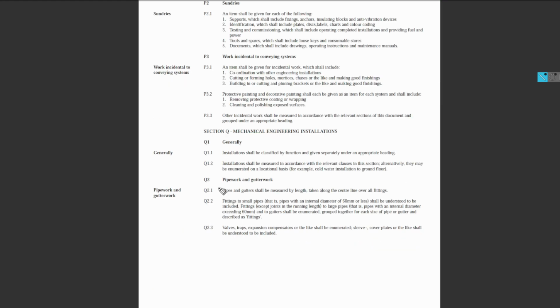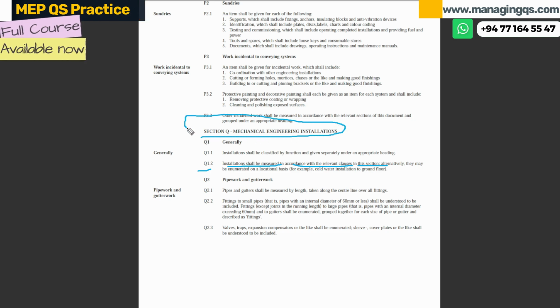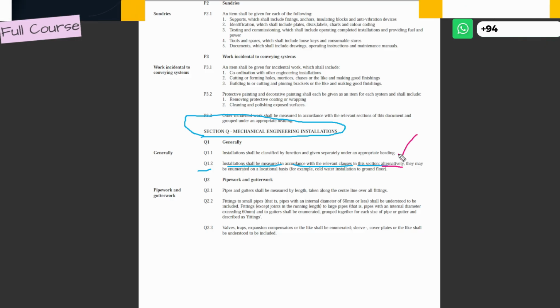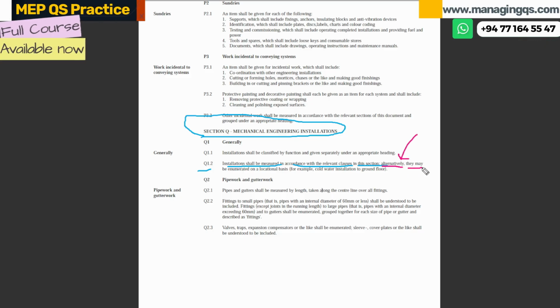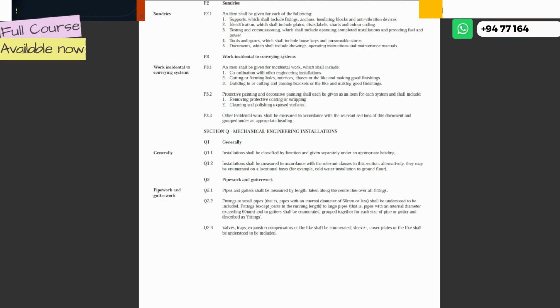Alright, first off I am going to read this clause Q1.2. The installation shall be measured in accordance with the relevant clauses in the section. So if you want to measure any mechanical related items, you have to focus only on section Q. Then it says a very important term, alternatively, meaning if you do not follow the section, you can also measure another way for the mechanical engineering items. They say it like this: they may be enumerated on location basis. If you read this section, a little confusion may occur, so I am going to elaborate in this way.